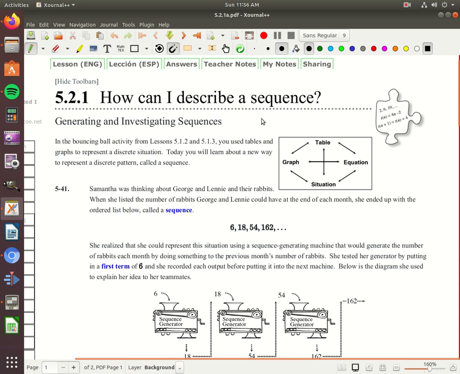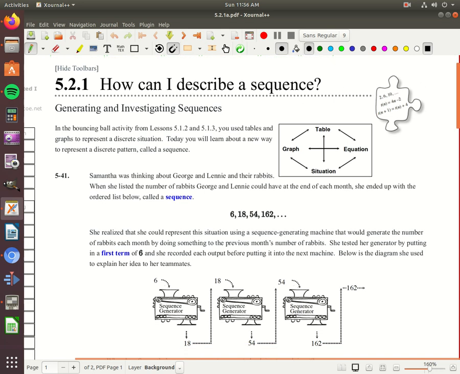1, how can I describe a sequence? Generating and investigating sequences. In the bouncing ball activity from lessons 5.1.2 and 5.1.3, you used tables and graphs to represent a discrete situation. Today we'll learn about a new way to represent a discrete pattern called a sequence.